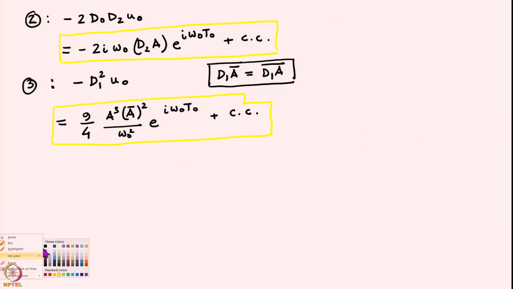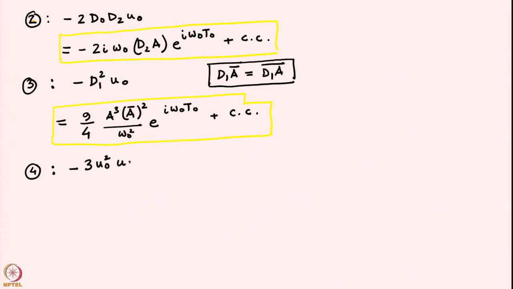Then the fourth term, and this term I will show how we do this, because there is a product involved and one has to be a bit careful, otherwise there is a possibility of making mistakes. So the fourth term is u0 squared u1. Now let us work this term out.